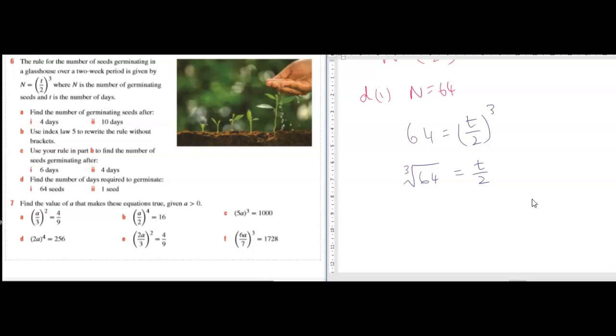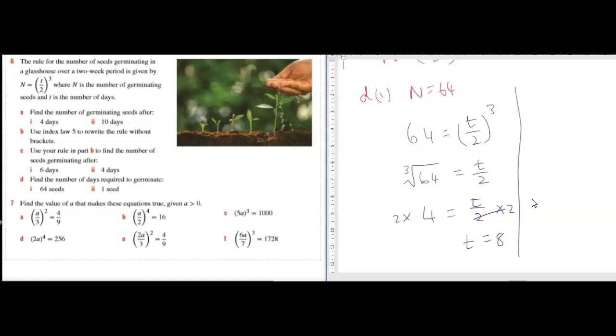Doesn't take long to work it out. So we know 2 cubed is 8, 3 cubed is 27, 4 cubed, so 4 times 4 is 16, and then 16 times 4 gives you 64. So the cube root of 64 is, sorry, not 2, is 4. And then we get rid of this 2 here by multiplying 2 to both sides. So t is equal to 8.